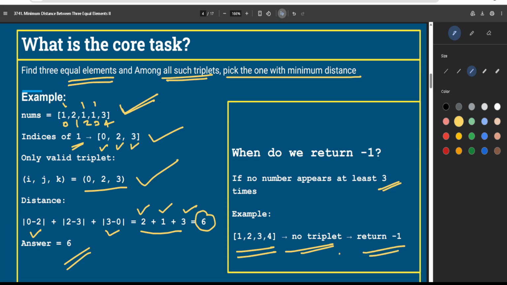If no valid triplets are there, we will return minus 1, because we will never find the distance, because the distance we can only find if we have triplets. If we don't have them, we will not do anything. So this is what we have to do, guys. This is our code task. I hope you understand. Still, if you have a doubt, please ask me in the comment box.